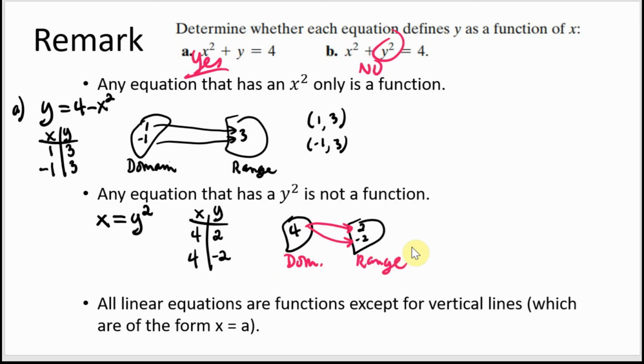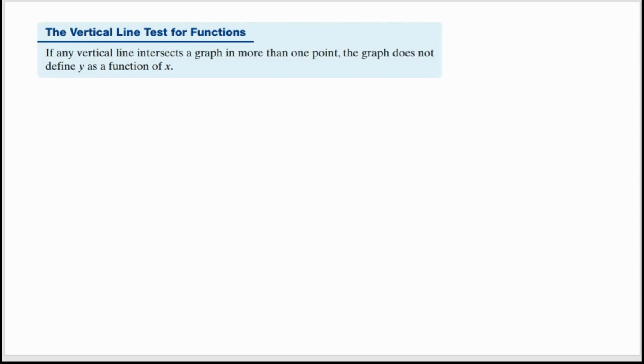And that last statement kind of begs the vertical line test: all linear equations are functions except for a vertical line. And we'll talk about the vertical line test in just a second. So the vertical line test for functions: take a vertical line, it's up and down, right? Take a vertical line and go up and down. Sometimes you have to think about that, right? Is that vertical? No, it's horizontal. So a vertical line goes up and down.